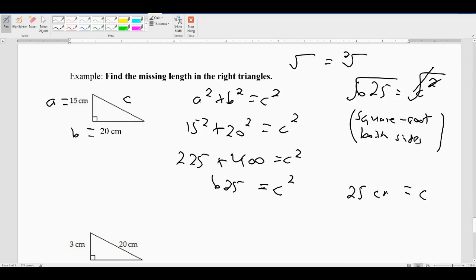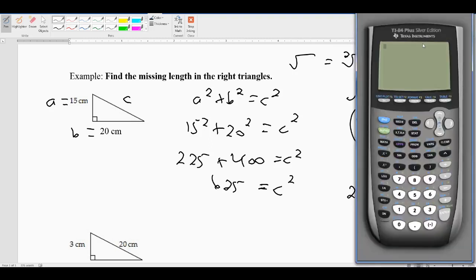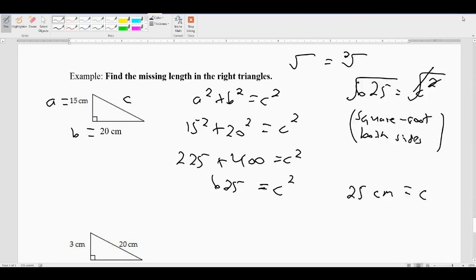So it's 25 centimeters. If you're using a graphing calculator, all you would do is just do the 15 squared. You just do plus 20 squared if you want to all at once, and it gives you that. And then take the square root of that. Square root's above the x squared key. It's right there. So I did second and then the x squared key to bring up the symbol above it. 625. You get 25 centimeters, and that's your C.